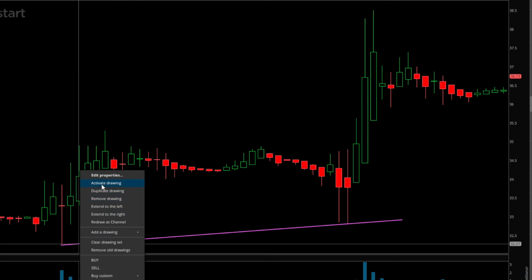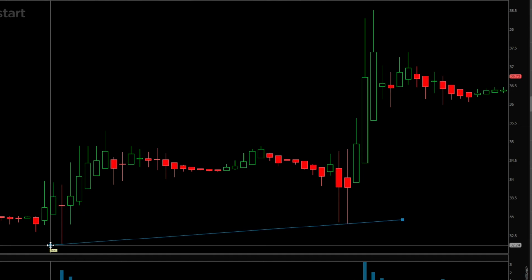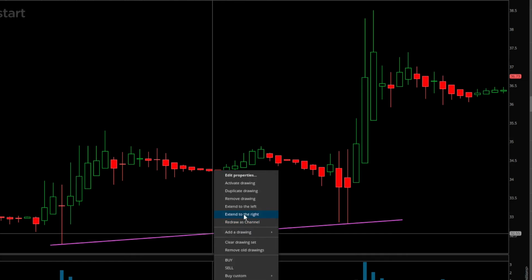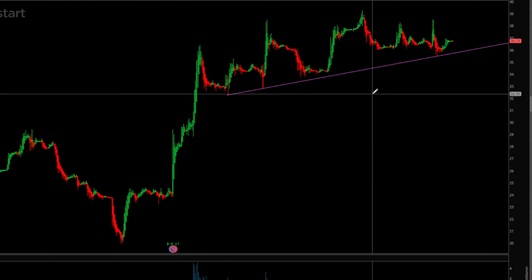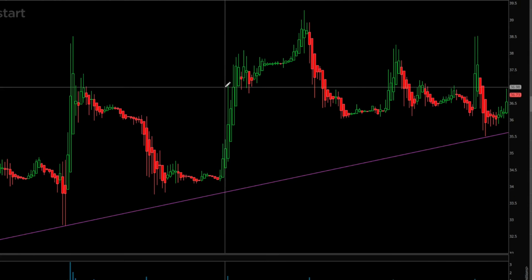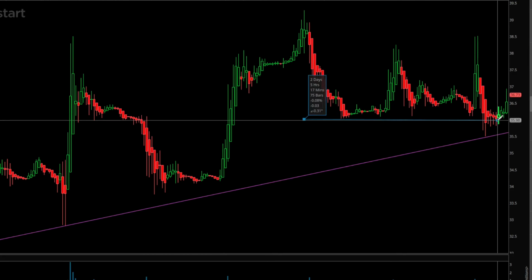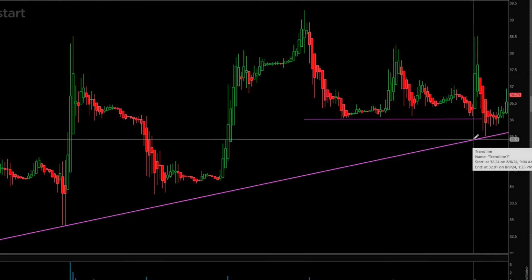You want to make sure you're not being too aggressive with your angle. So, there we go. And I just extend it to the right, and then zoom back out and see what we got. And voila, it was never violated. So this is a horizontal level, and I did trade off of this, but it's still quite a distance from this trend line.